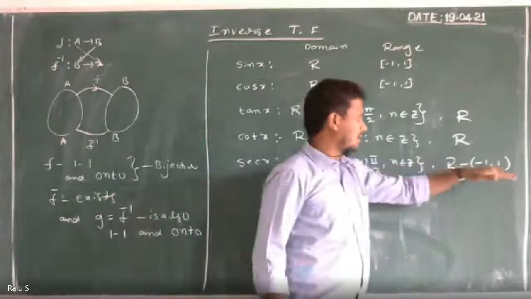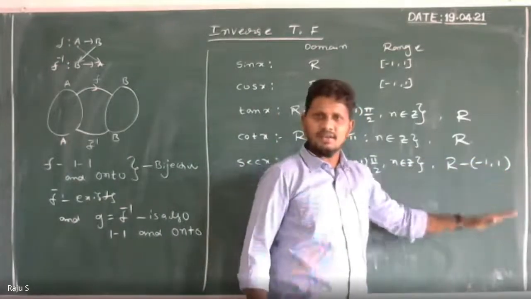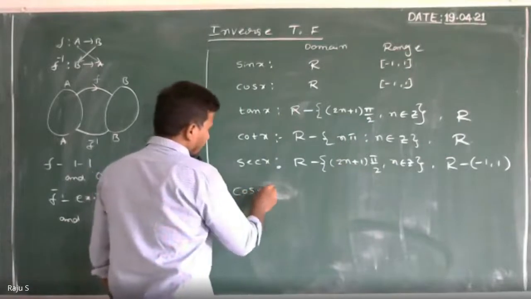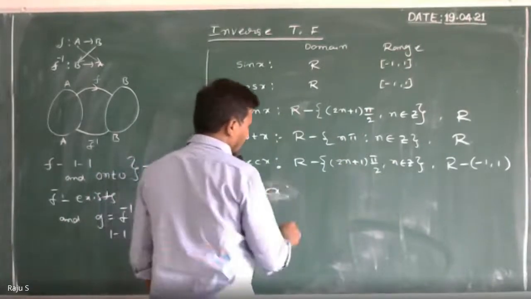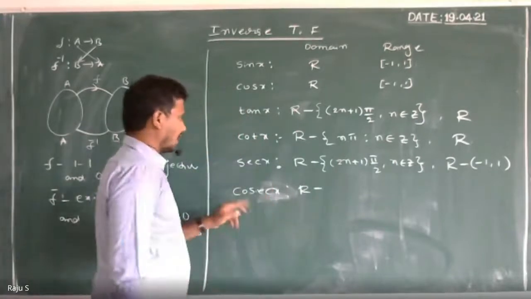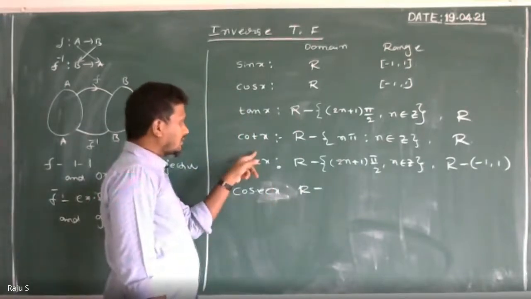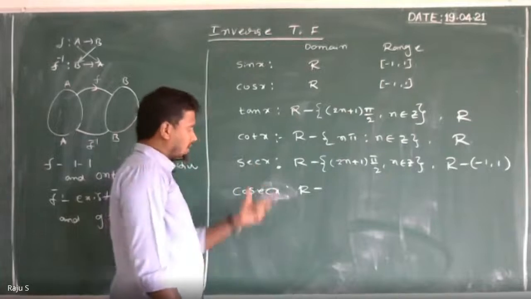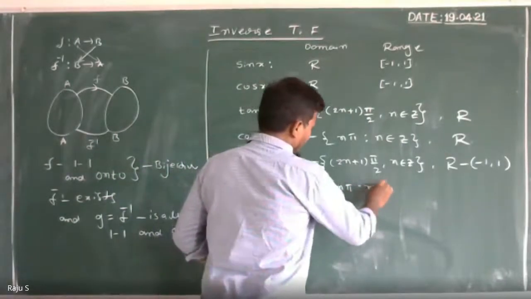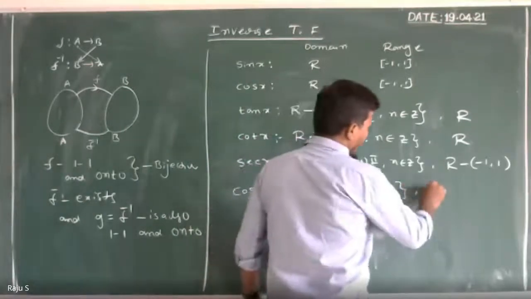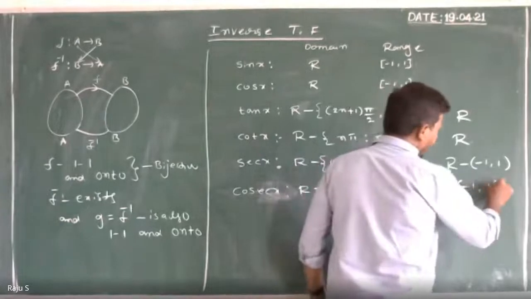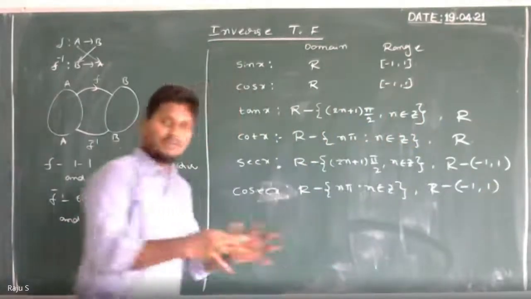Other than this, the secant exists for every real number. In the same way, finally cosecant x. Cosecant x means 1 by sine, nothing but cos by sine, so sine will become the denominator. Here also it is the same: n pi such that n belongs to Z. So R minus the same here also, and the range does not lie between minus 1 and 1.